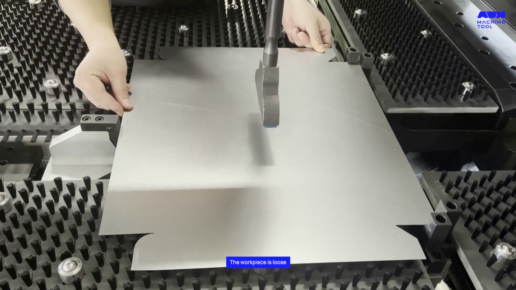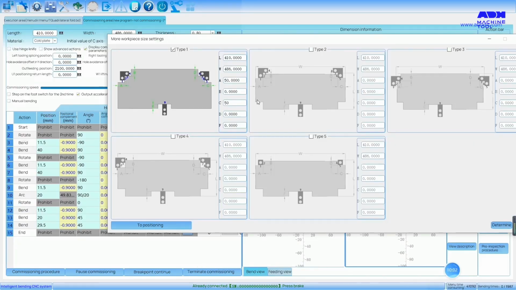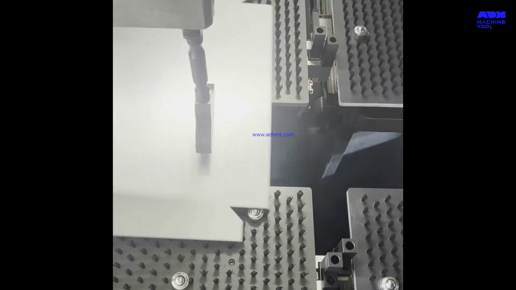The workpiece is loose, and the specific parameters need to be adjusted. Increase the parameters a little. A is also increased. The guiding rule on the other side is also loose. Also adjust parameters. Then continue to click the To Positioning icon.